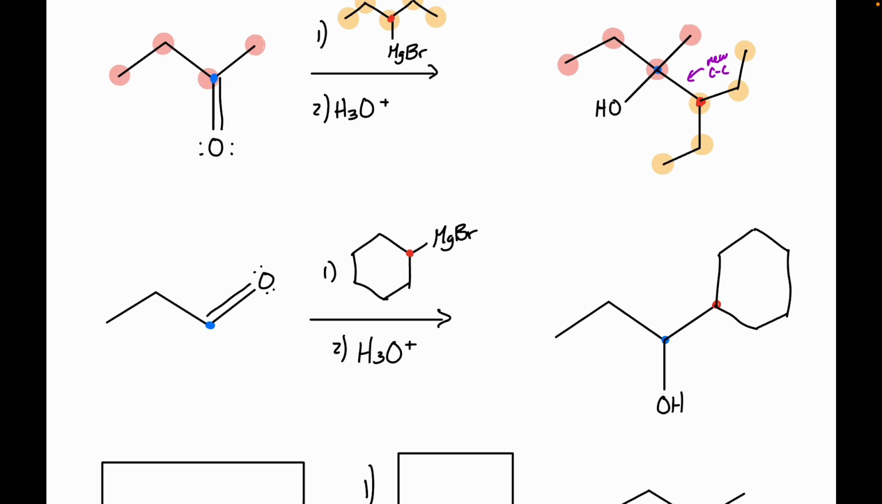I can count my carbons again. 1, 2, 3. Whoops, wrong tool. 1, 2, 3. And 1, 2, 3, 4, 5, 6 from my Grignard. All right, and I can convince myself that I got the correct number of carbons.